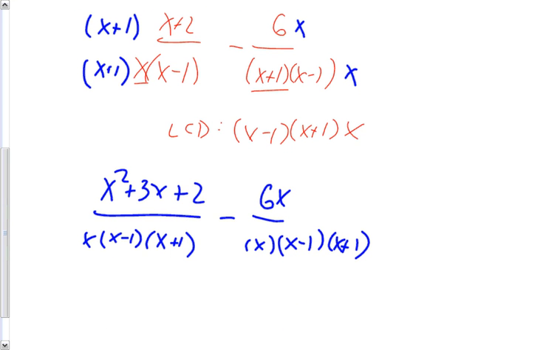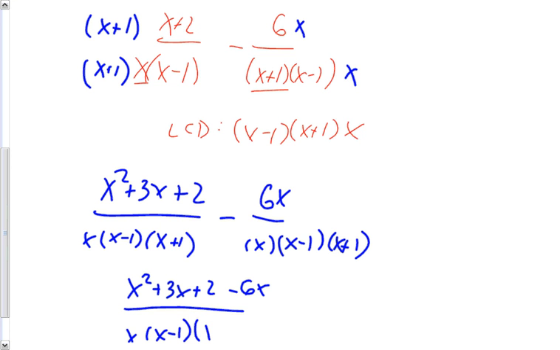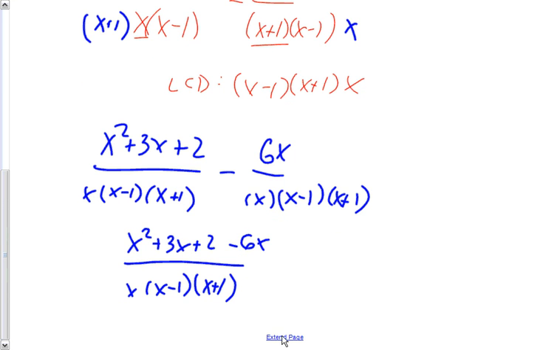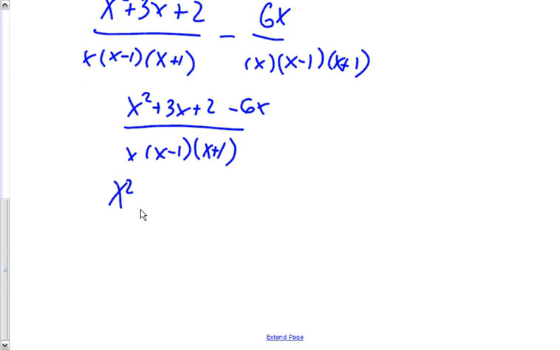All right, from there, all we got to do is now combine the tops. That's x squared plus 3x plus 2 minus 6x. Make sure you distribute the negative. That's a key. Alrighty, so that's over x minus 1, x plus 1. After that, all you got to do is simplify the top. X squared minus 3x plus 2 all over x minus 1, x plus 1.